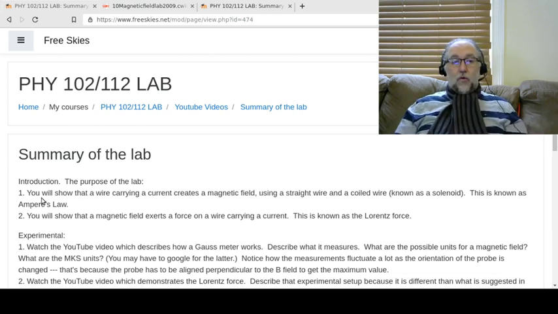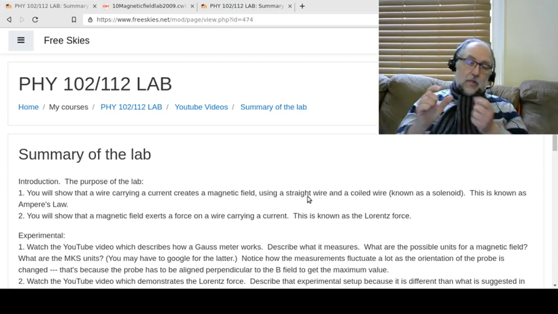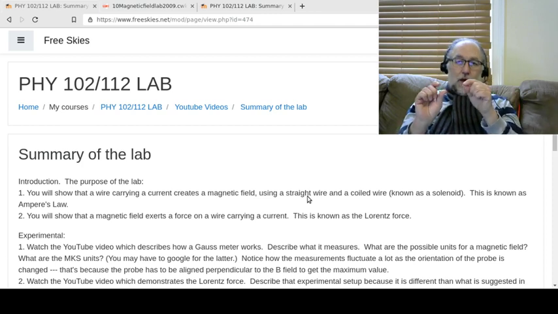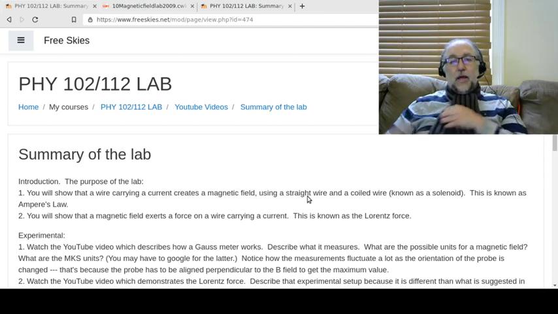Okay, so for number one, Ampere's law, you're going to show that a wire carrying a current creates a magnetic field. That is a qualitative statement of Ampere's law. A wire carrying a current produces a magnetic field, and we're going to show it for two cases: the straight wire, and there we just show it qualitatively. In the video, you're going to see the wire actually turn a compass needle.